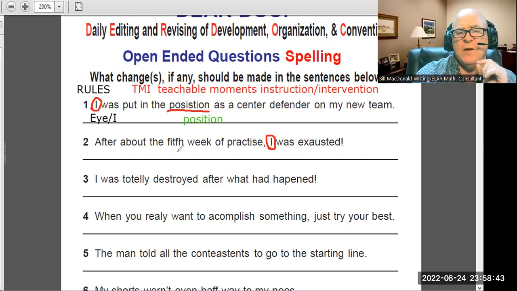Was exhausted. Exclamation point. That sounds right, but something doesn't look right. And I see 2 other things. When I did 5th, I didn't like the way that looked or sounded. Practice sounds good, but I'm not sure if it looks good. So I'm going to check. And just another teachable moment of instruction. Whenever you tell a person a long phrase like this, after about the 5th week of practice, that's a when introductory phrase. Whenever there are long phrases like that, at the end of the when, you typically need to put a comma. The same thing would apply to a where.